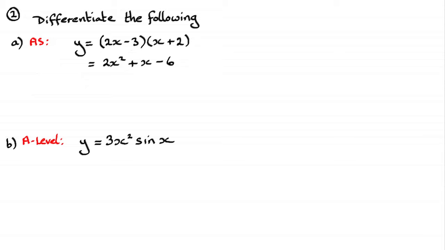Just expand the brackets in the usual way. Give you 2x squared plus x minus 6, and then you can differentiate each of those three terms with respect to x. If you do that, dy dx turns out to be 4x plus 1.